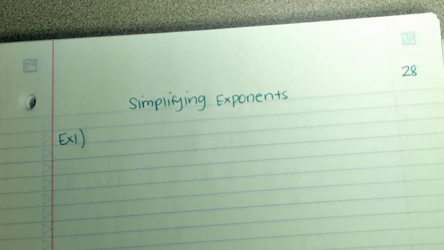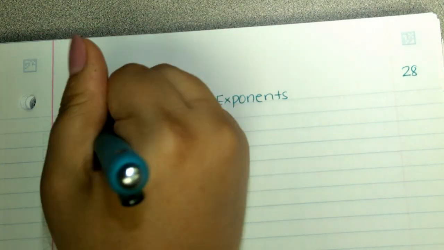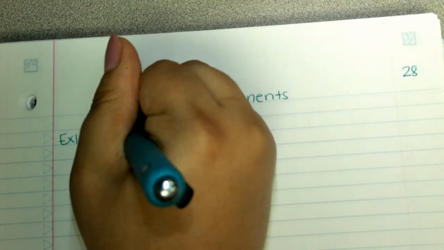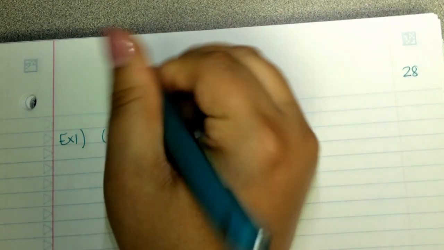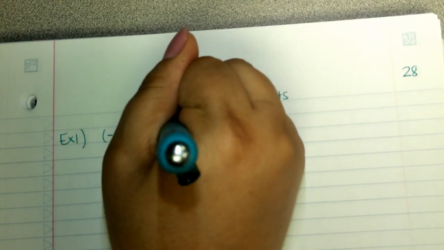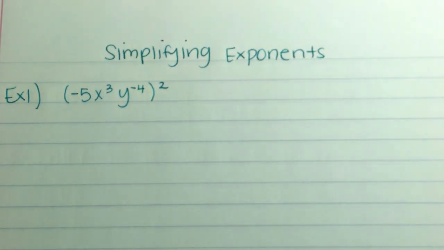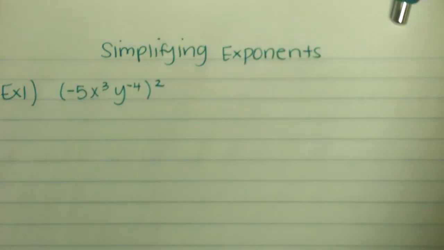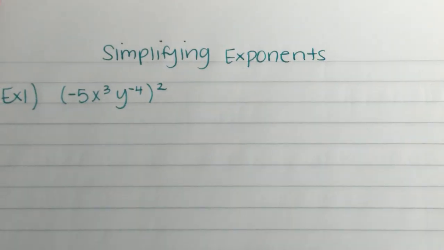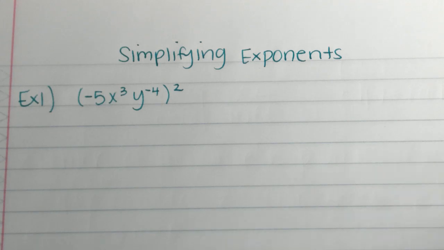All right, 9 examples is what we're doing today. So, example number 1 is negative 5x to the third y to the negative 4 squared. Negative 5x to the third y to the negative 4th squared.